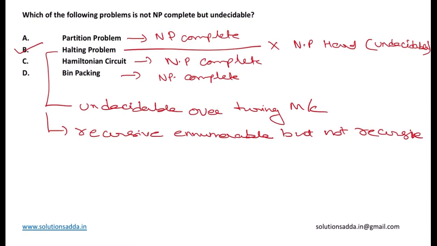Why? Because we can run the Turing machine and accept if the machine halts, hence it is recursively enumerable. Therefore, option B: the halting problem is not NP-complete but undecidable.